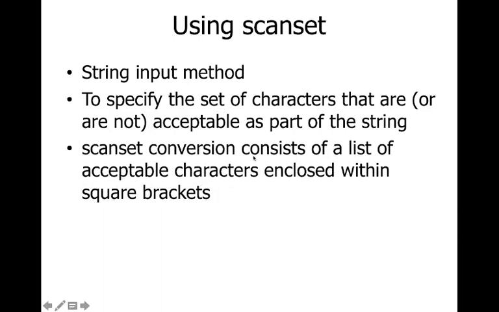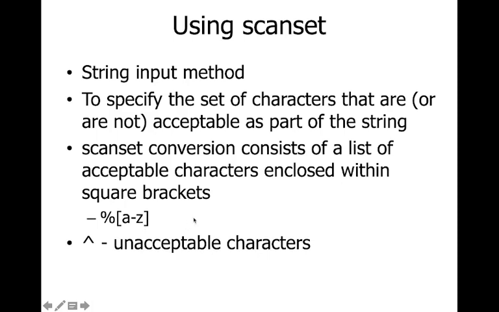So scan set conversions consist of a list of acceptable characters enclosed within square brackets. So we will mention the acceptable characters within square brackets. It will be like this: instead of percentage s, we will mention percentage within square brackets, small a to small z. This means all the lowercase letters are acceptable, and no uppercase letters, spaces, or punctuation marks are acceptable. So percentage a to z means all these a to z characters will be acceptable. If you want to enter only capital letters, you have to mention capital A dash capital Z, like this.